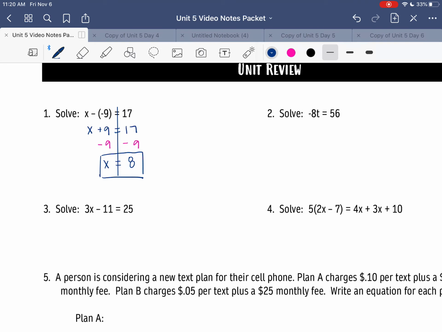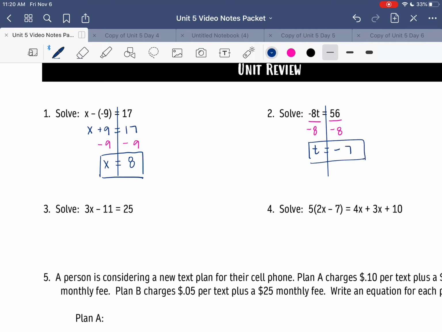All right, number 2, we've got another little one-step equation. So in number 2, I have negative 8t equals 56. Remember, negative 8t, even though the operation symbol is not there, means negative 8 times t. So the opposite of multiplying would be to divide by negative 8 on both sides. 56 divided by negative 8 would be negative 7. So our answer would be negative 7.